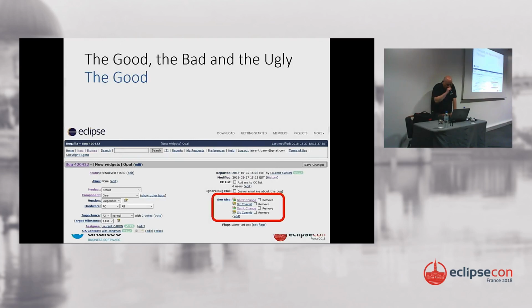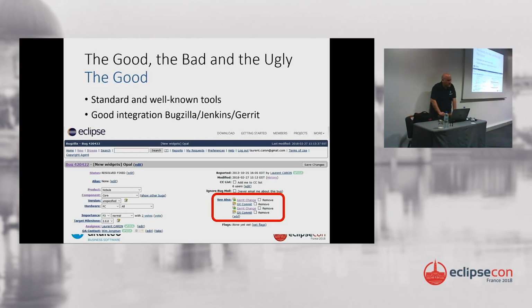The good part, really: we used Eclipse Foundation standard or well-known tools, Maven, Jenkins, Git, Eclipse. That's fine, and the integration is amazing. When you push a commit, a build is automatically started and a Gerrit change is performed, and all this information is attached to your bug.